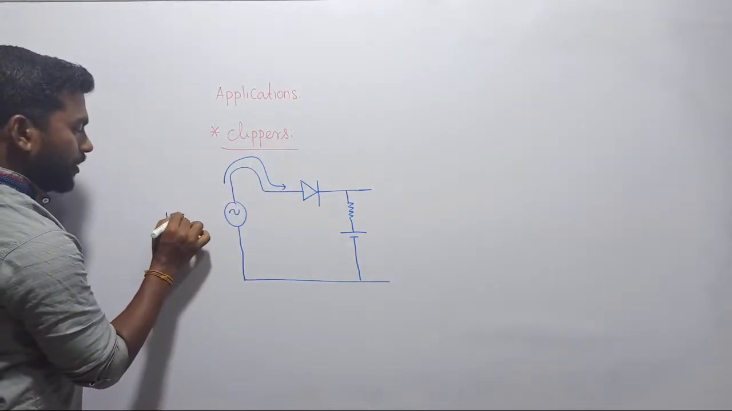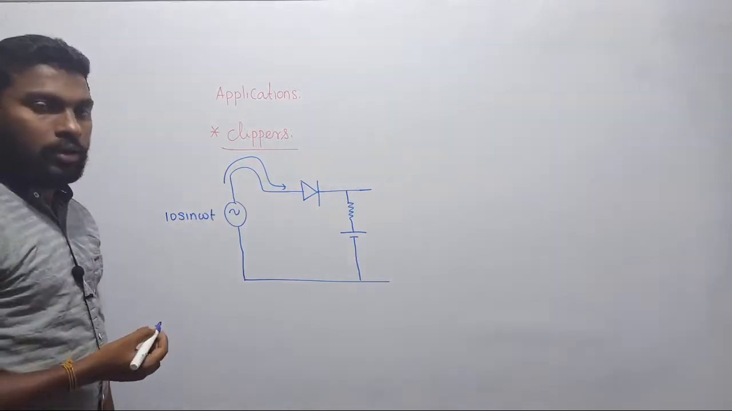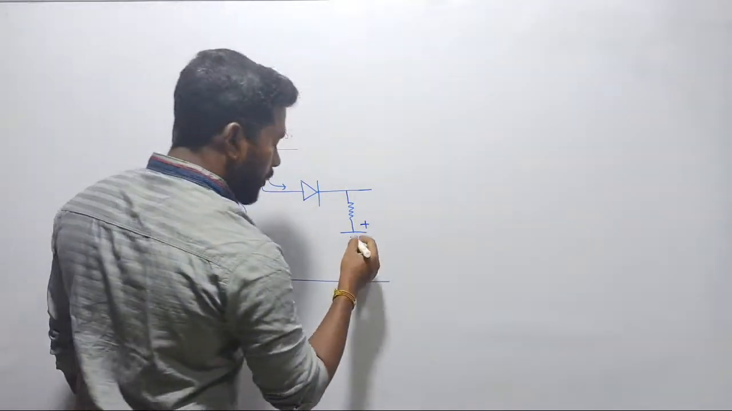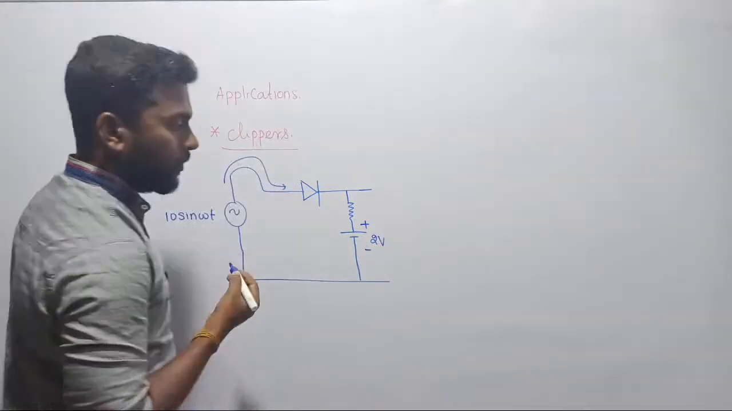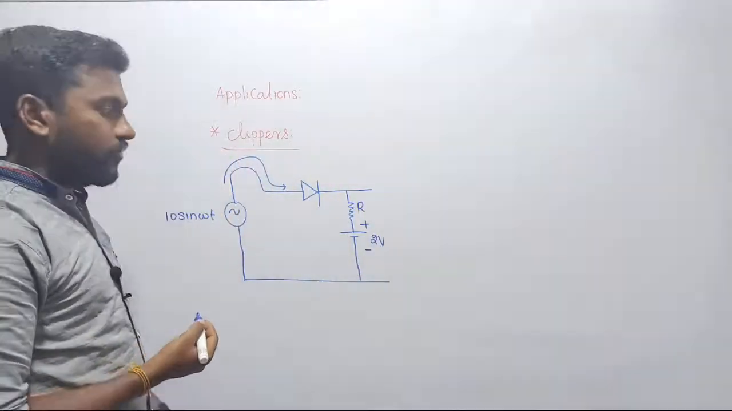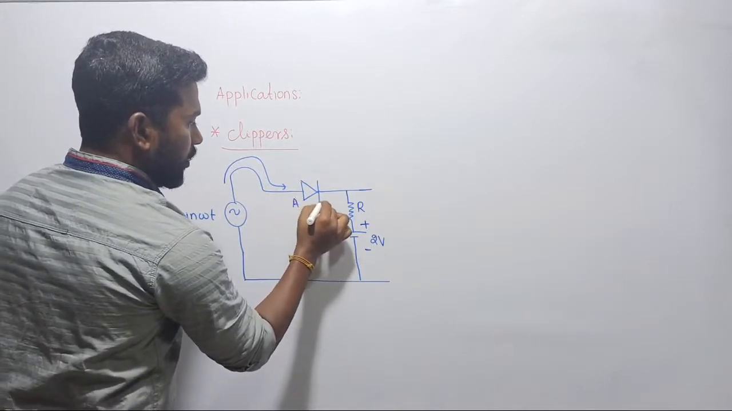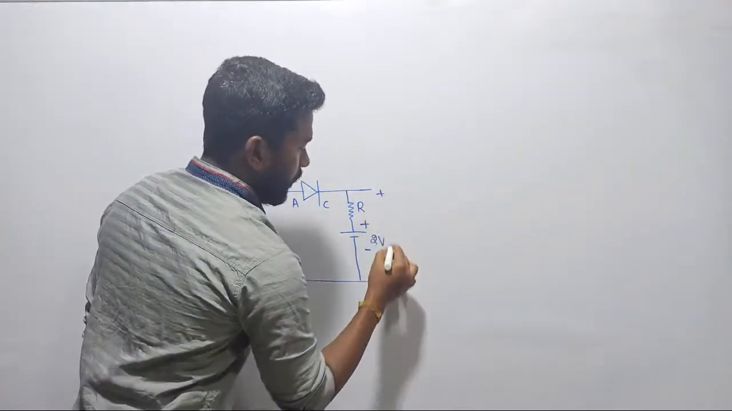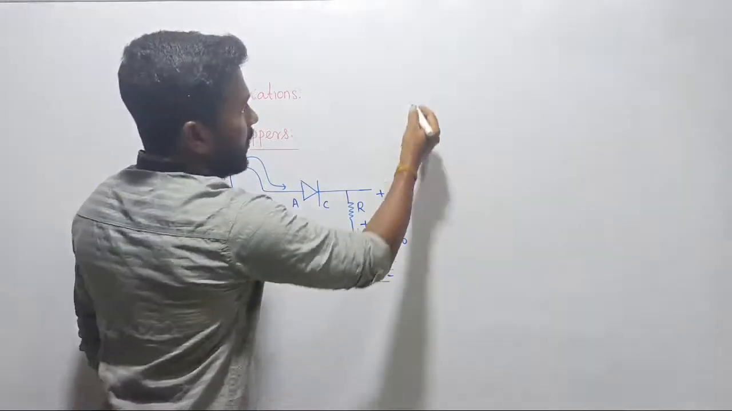Let me select a 10 sin omega t sinusoidal input signal, and here I am taking some voltage, let us take that voltage level as 2 volts, and let us fix some value of resistance here. This is our diode. Your diode has two terminals, one is anode and another one is cathode. Now the question is, we have to draw the waveform for the output voltage V0. Shall we start? Yes, let us start the journey.